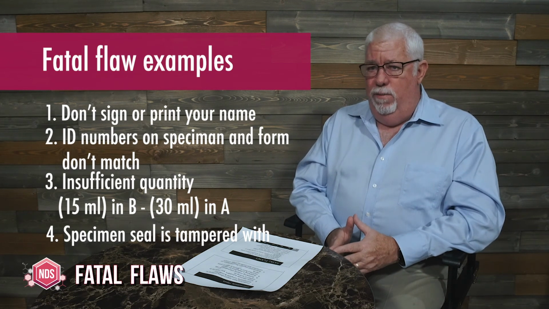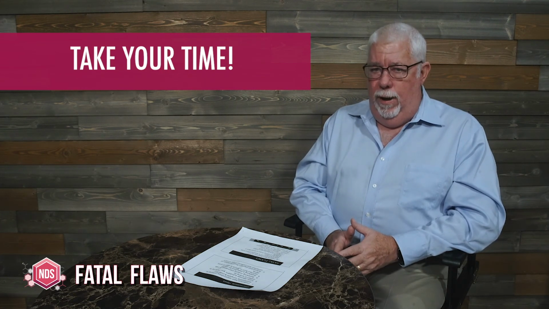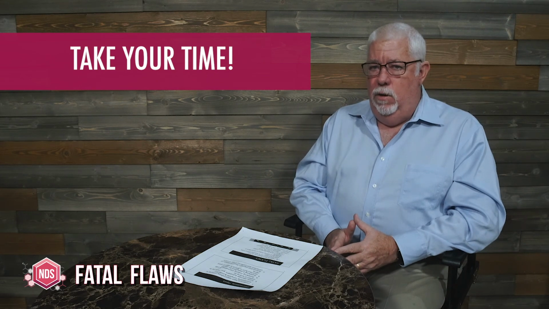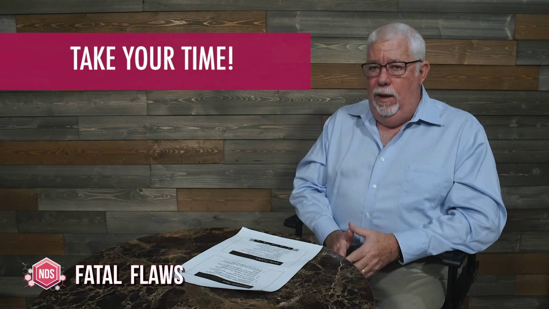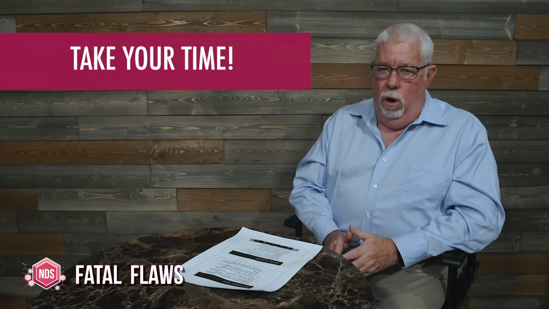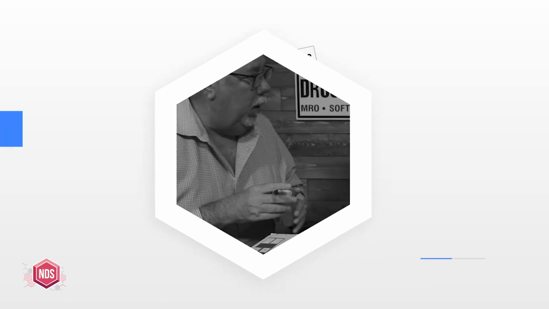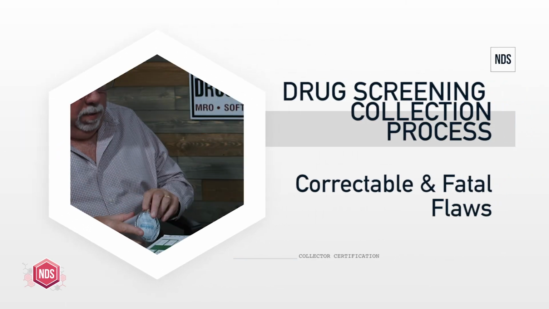The best way to avoid a fatal flaw is to take your time, do the collection right, and follow the DOT collection steps in order, 1, 2, 3, 5, 4. Check your work carefully before you seal up the packaging and send it off to the lab. So this was part of our collector training series. We talked about correctable flaws and fatal flaws, and we hope that you never have a fatal flaw.